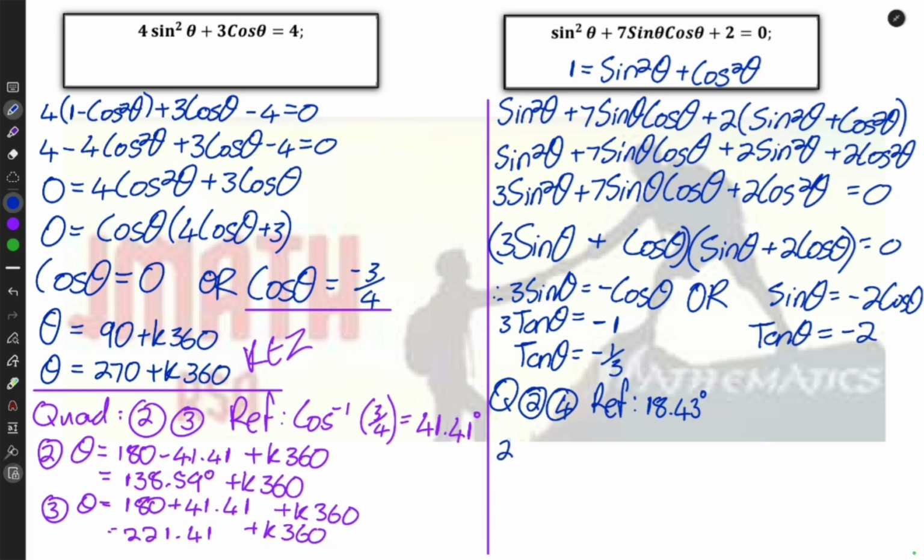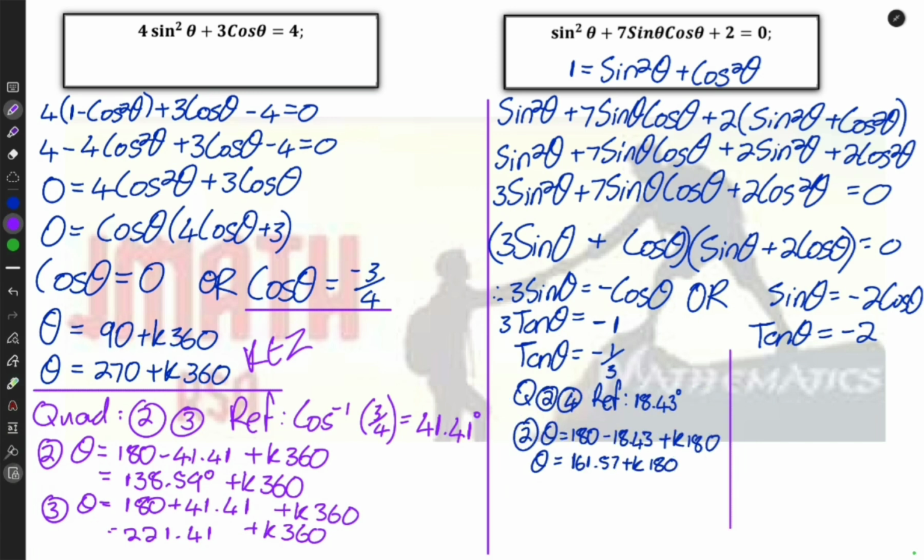In quadrant 2, that would just be theta is equal to 180 minus 18.43 plus k 180, because I'm taking the shortcut. Therefore, theta is just going to be equal to 161.57 plus k 180. And now with the other side, I'm just going to say I'm going to work in quadrant 2 again. So my quadrants are 2 and 4 again. My reference angle, shift tan of positive 2, gives me 63.43 degrees. And therefore, my answer will be theta is equal to 180 minus 63.43, 116.43 degrees plus k 180.